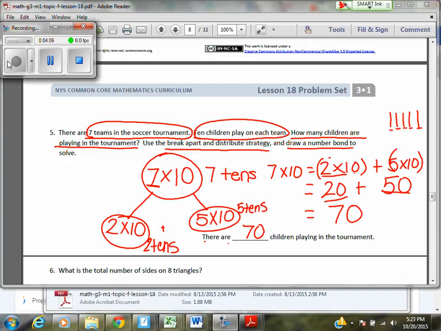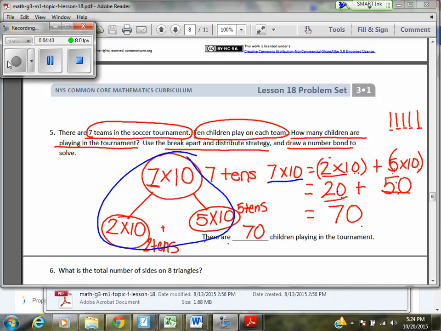How did I figure that out? I broke down 7 times 10 into 2 times 10 plus 5 times 10, because I know that 2 plus 5 is 7. I know that when I multiply 2 times 10, I get 20, and when I multiply 5 times 10, I get 50. This number bond represents something that's all equal to each other, so I can set it all equal. 7 times 10 is the same as 2 times 10 plus 5 times 10. So then I get 20 plus 50, and it gives me a total of 70.